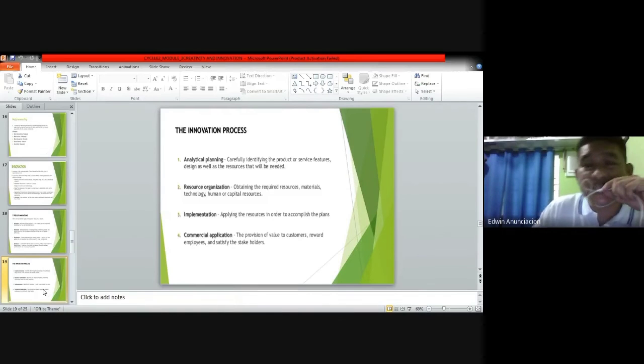And then resource organization, obtaining the required resources or materials, technology, and human capital resources. So siyempre po, if you are to create new products and services through this innovation process, siyempre po, kung saan ka kukuha ng materials, huwag mong sabihin na gagayahin mo rin yung iba, hindi copycatting din yun. And then po, yung technology sa process. Maaring dito, kung yung sa dati, mano-mano, ngayon gumamit ka na ng machineries.